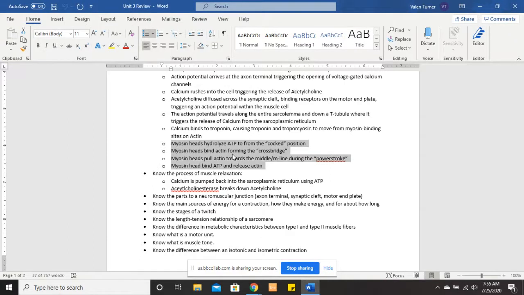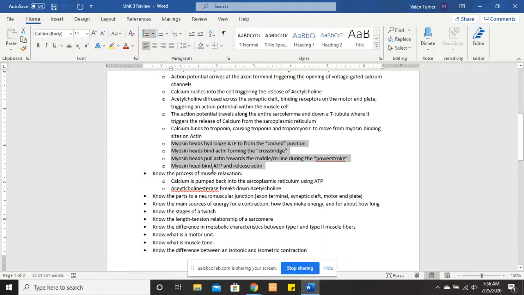And then once they form the cross bridge, myosin could pull on actin in what we call the power stroke. It's pulling it towards the end line, towards the middle. And then it's kind of like a game of tug of war. When you play tug of war, you can't just pull the rope once and win. You got to pull and keep pulling. So when myosin heads bind actin, they need to let go so they could attach and pull some more.